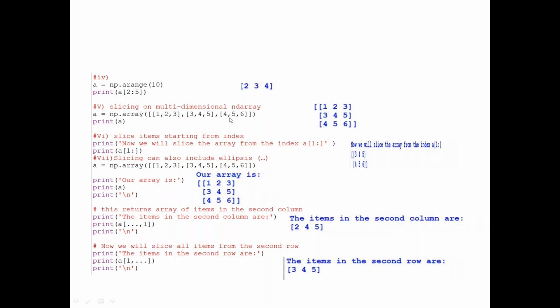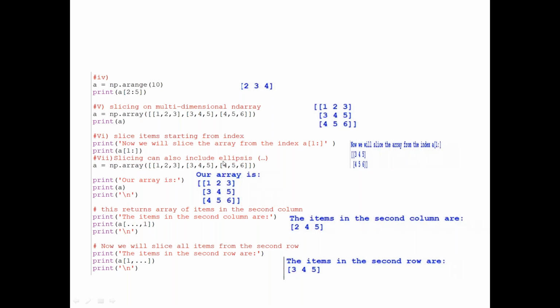Multi-dimension array. I have a multi-dimension array, so when you say print array, it will be displayed. Now I want to slice the items starting from an index. I want the first row to be displayed. First row colon. When you use colon, that means from the first row onwards, all the rows have to be displayed. So you can see 3 4 5 4 5 6.